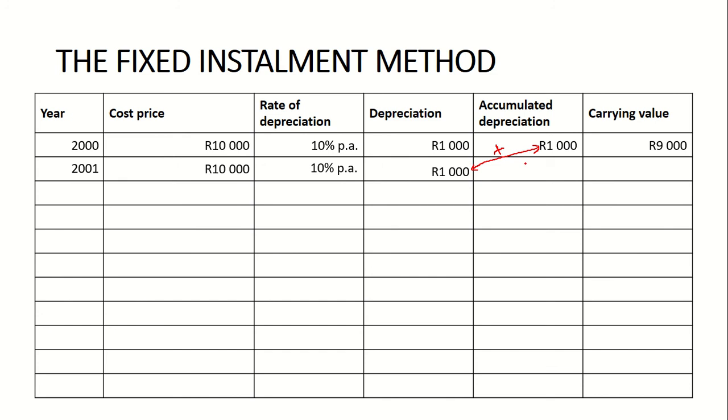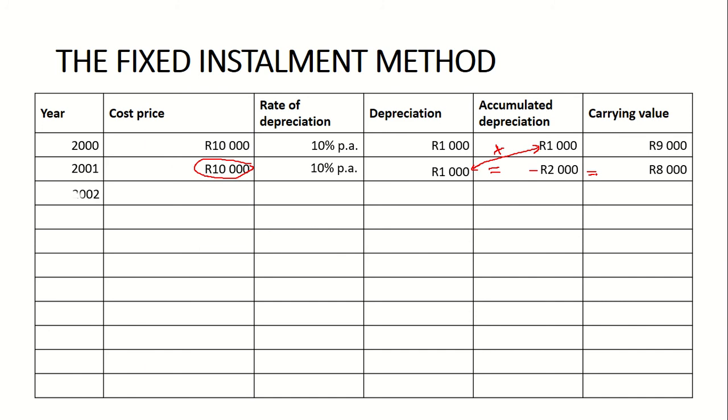To calculate accumulated depreciation for the current year, I'm going to take last year's accumulated depreciation and add this year's depreciation. By this year's depreciation, I mean depreciation for 2001. You will add 1,000 rand plus 1,000 rand, and it will give you my accumulated depreciation for 2001, which is 2,000 rand. For me to get the carrying value, again, I'm going to take the cost price and minus accumulated depreciation. It'll give me the carrying value for that year, which is 8,000 rand.